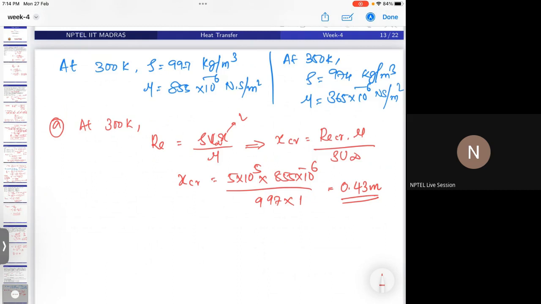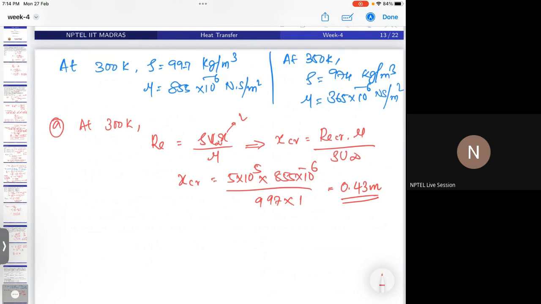I think it will be anyway above 5 into 10 raised to 5. So it is approximately 1.16 into 10 to the power 6. Anyway, it is above the critical Reynolds number, right? So we have to first find this, then we can confirm that over the length of the plate, both regimes exist, both laminar and turbulent.